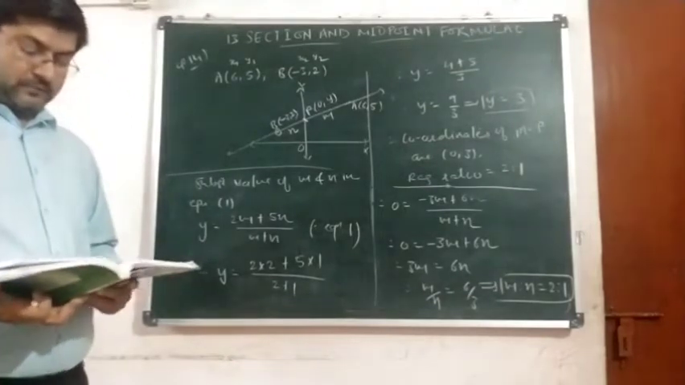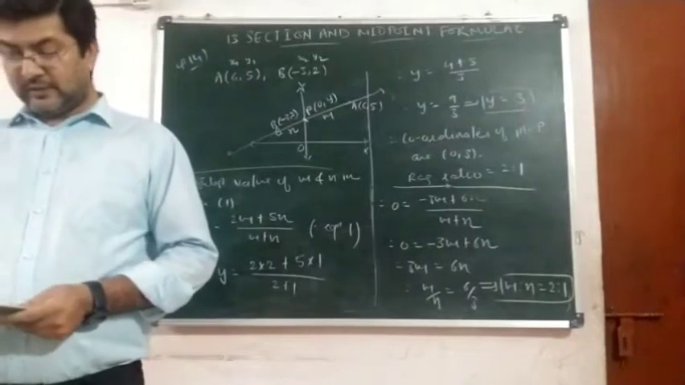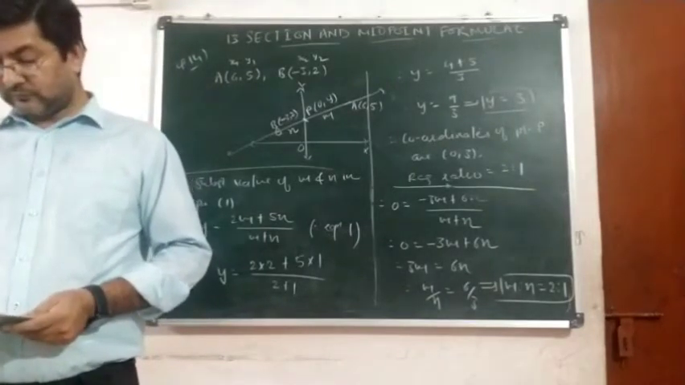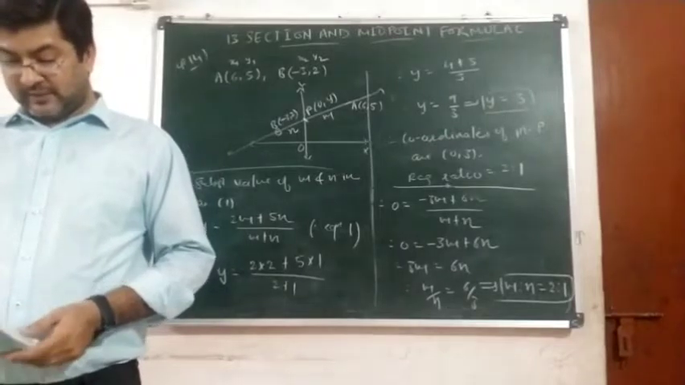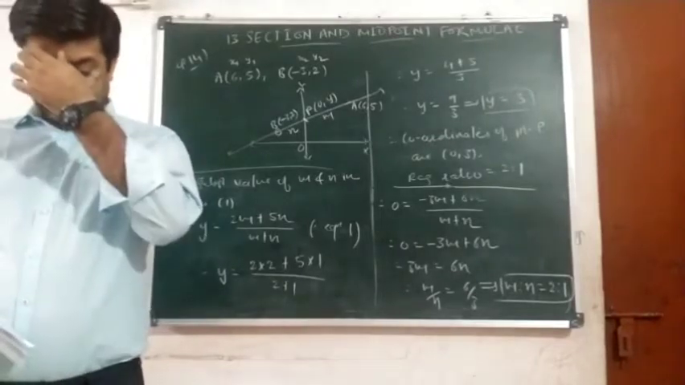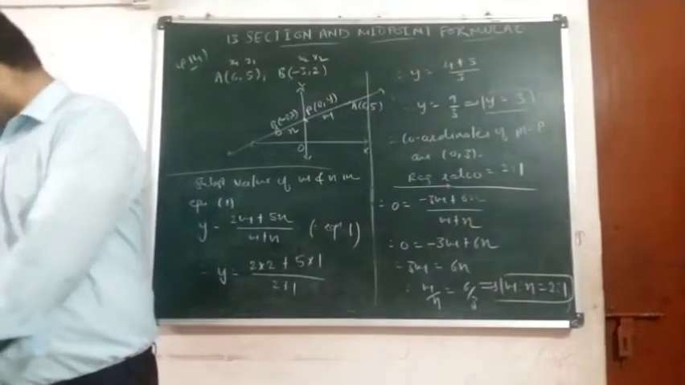Okay, now question number 15 we will solve. Again here the coordinates of 2 points A and B are given, and it is given that point P divides the join of AB in the ratio 1:2.